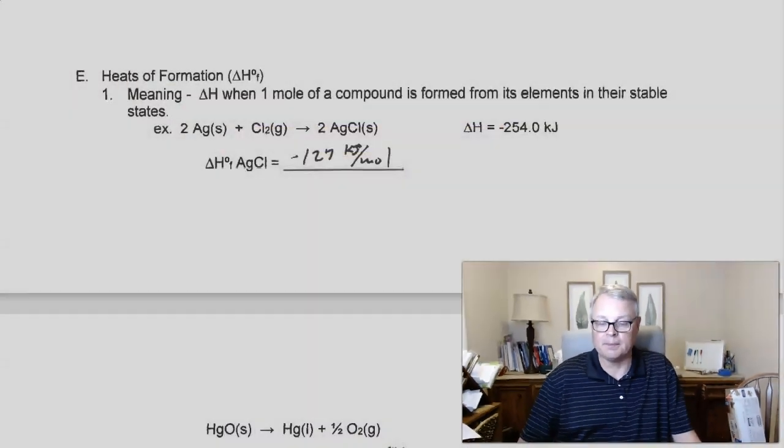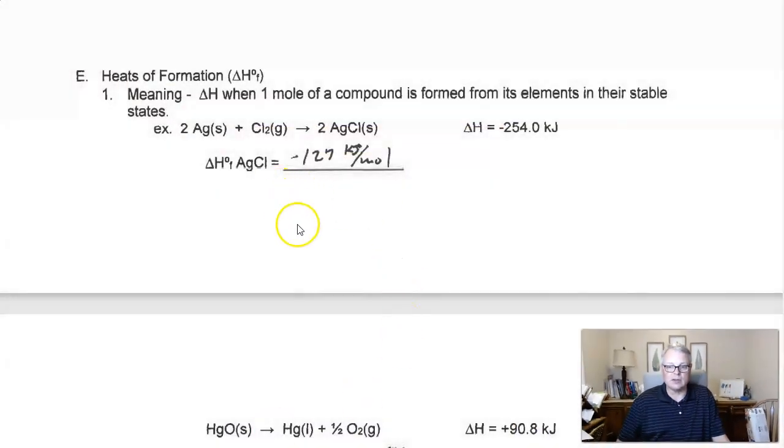And surely there should be an easier way to calculate delta H than Hess's law. Well, there is. Turns out there's more than one way to skin a cat here. Another way that you can calculate delta H, which you're going to love, is much easier, something called heats of formation. So that's what we'll start on at this point.